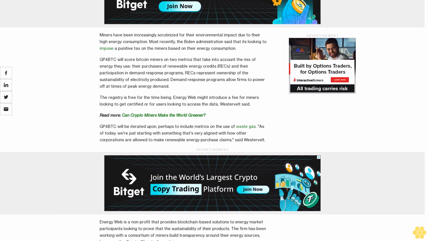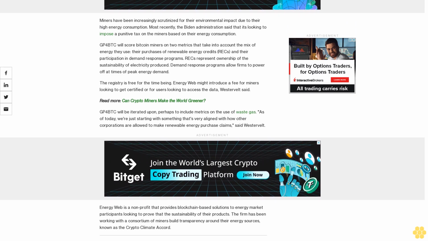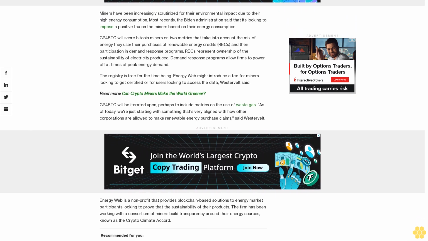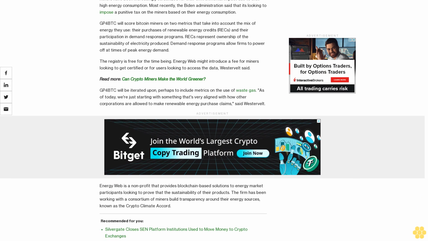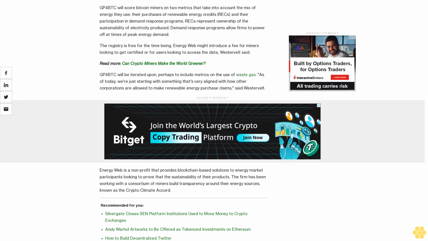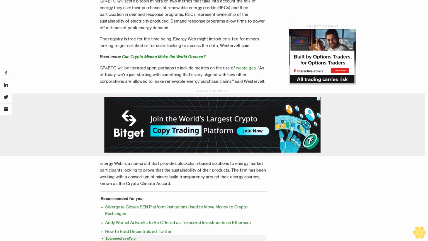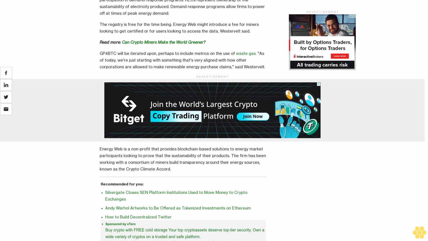As of today, we're just starting with something that's very aligned with how other corporations are allowed to make renewable energy purchase claims, said Westervelt. Energy Web is a nonprofit that provides blockchain-based solutions to energy market participants looking to prove the sustainability of their products. The firm has been working with a consortium of miners to build transparency around their energy sources, known as the Crypto Climate Accord.